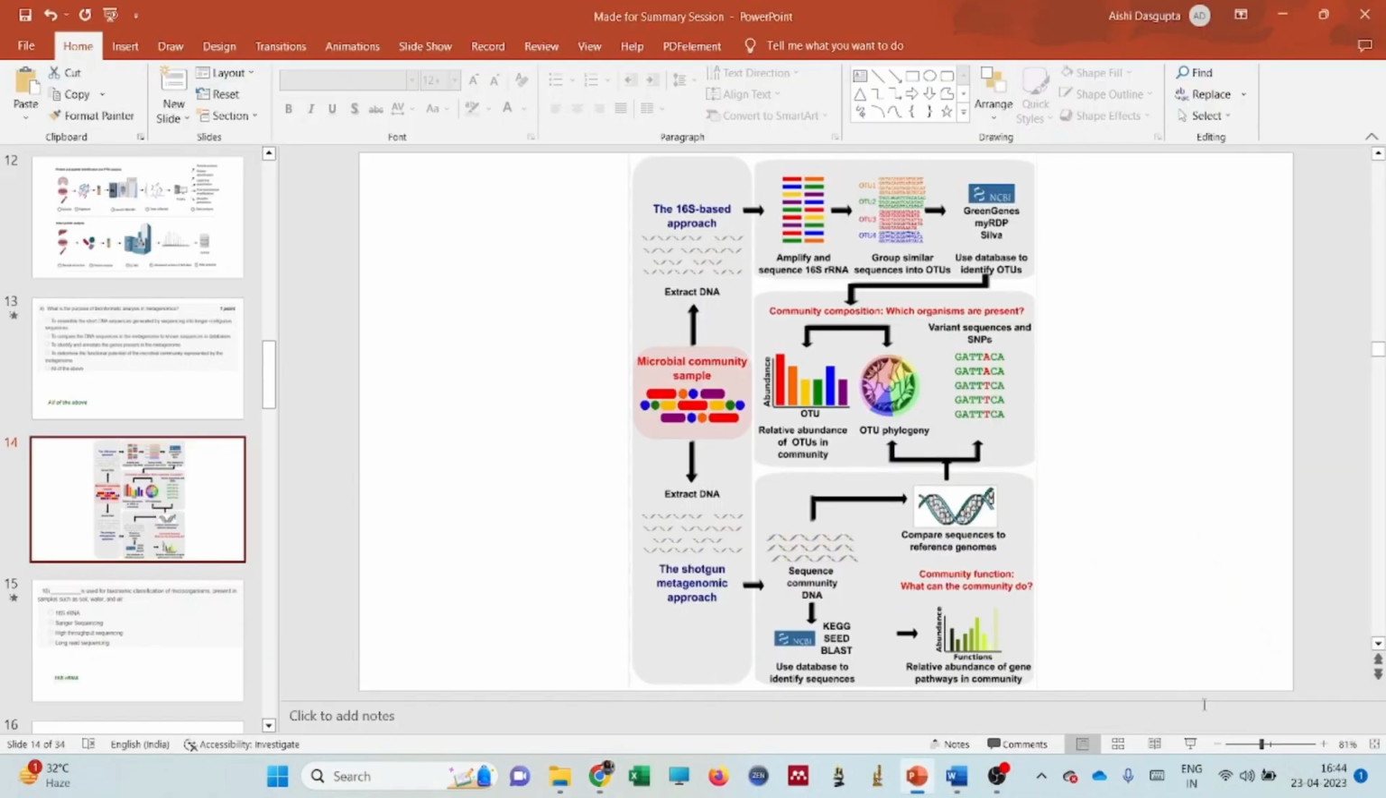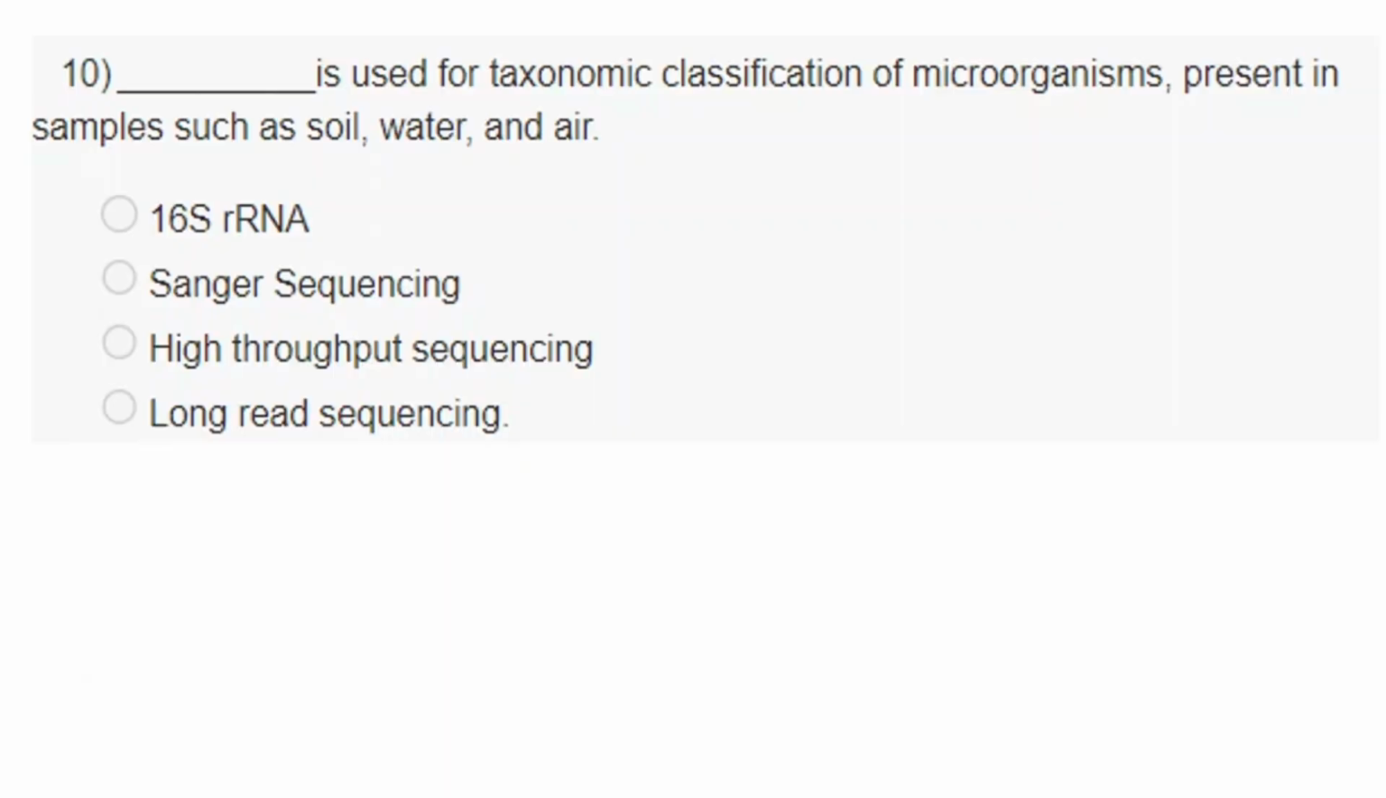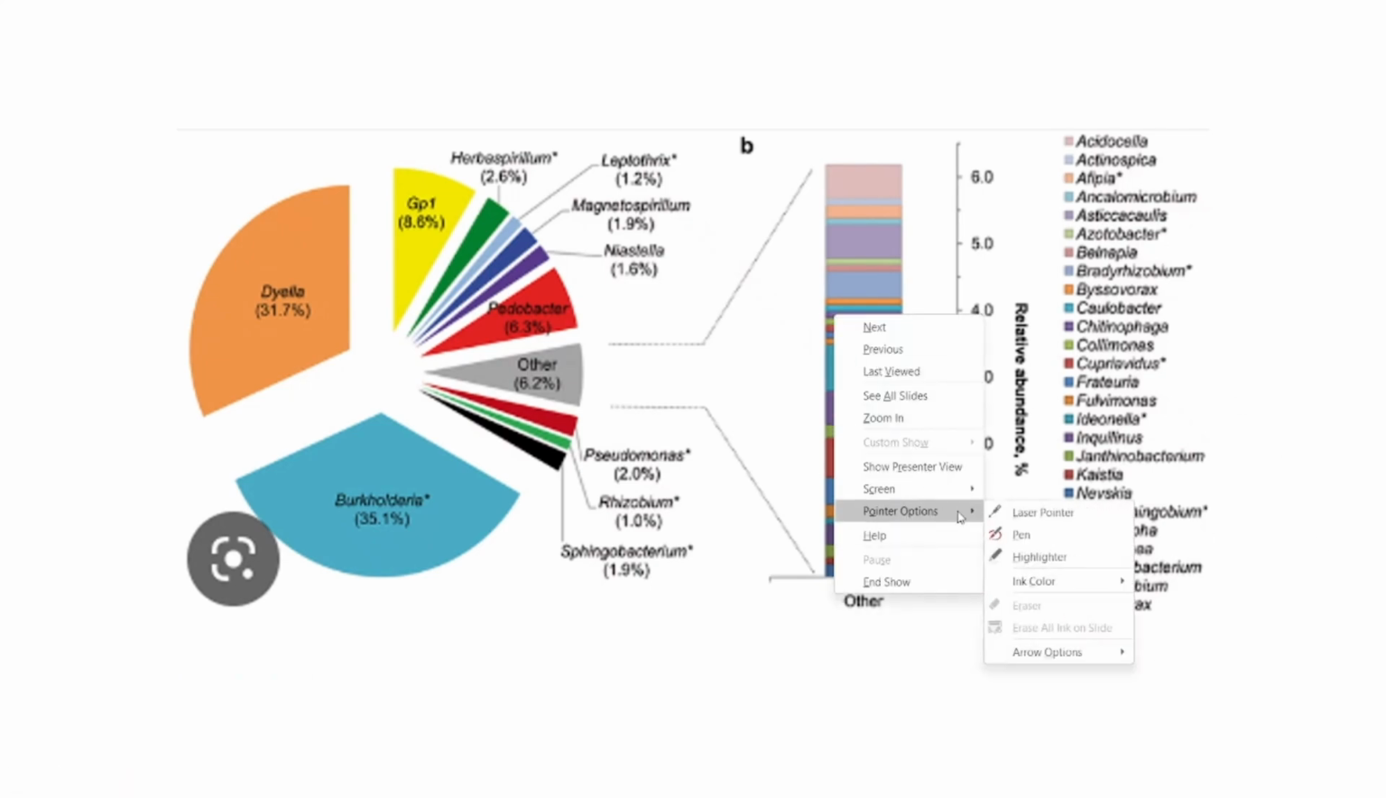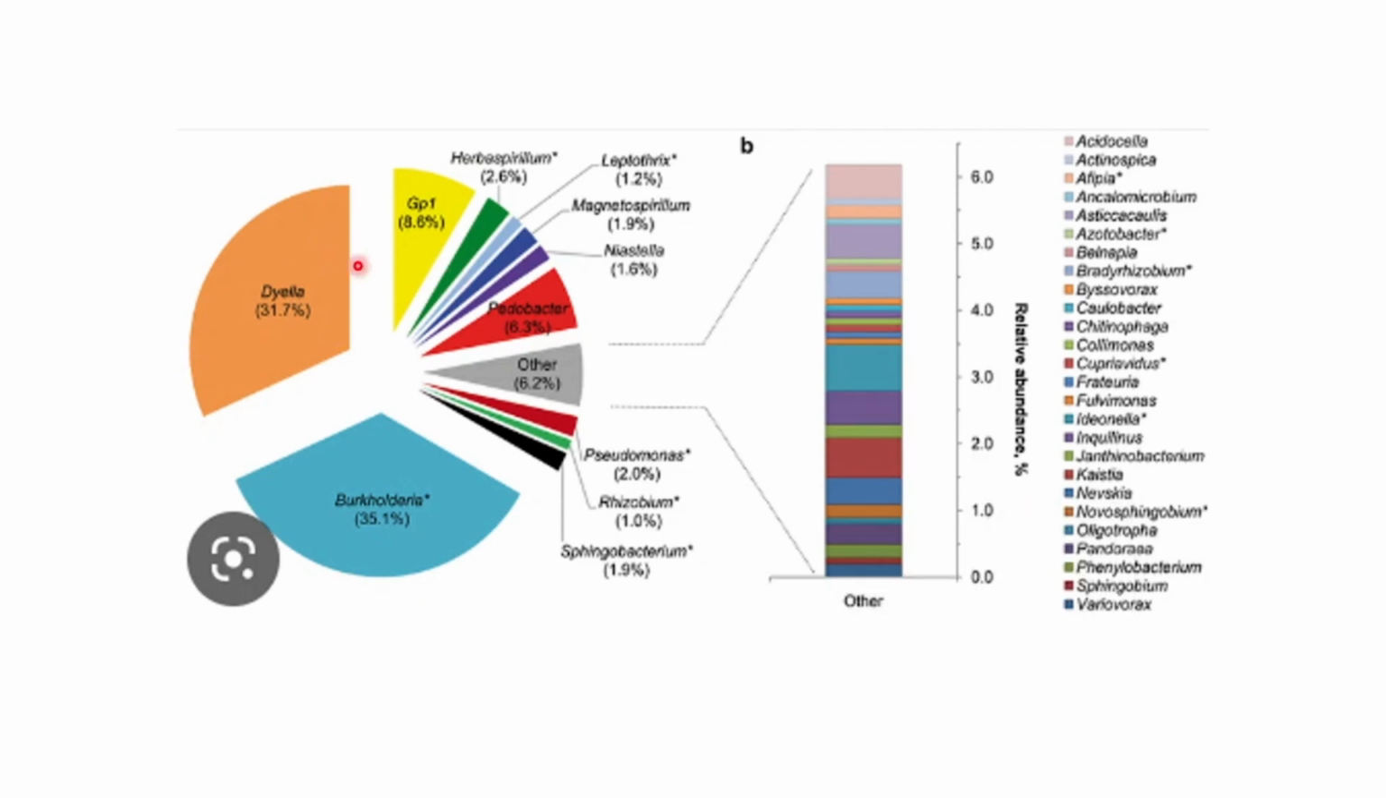It's 16S. 16S rRNA. So the 16S rRNA sequencing is a very powerful tool for taxonomic classifications of microorganisms in various environments, including soil, water, and air. And this 16S rRNA gene is a part of the ribosome, which is essential for the protein synthesis in all living organisms. So this 16S rRNA gene contains both conserved and variable regions, making it an ideal target for PCR amplification and sequencing. So the process of using 16S rRNA sequencing for taxonomic classification typically involves these steps.